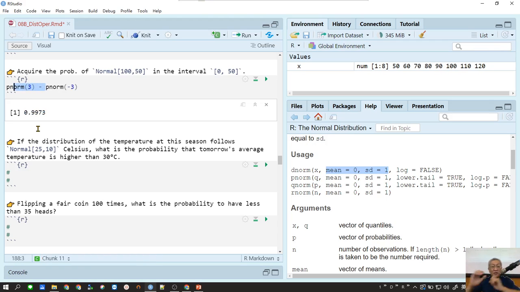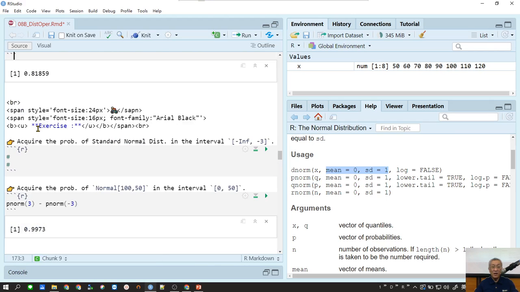Sorry, can you please show the answer to the previous one? This one? Minus infinity. Oh, sorry, I put it wrong here.